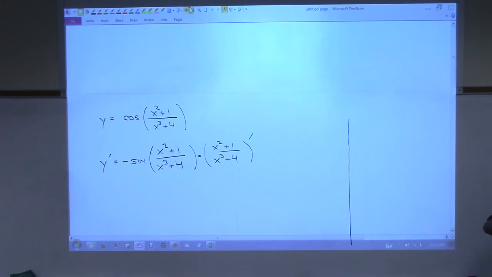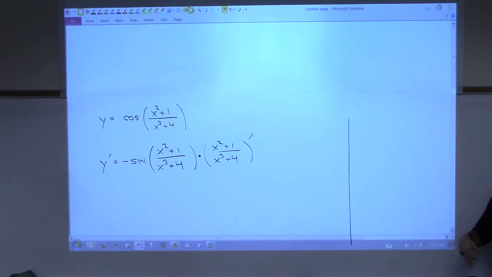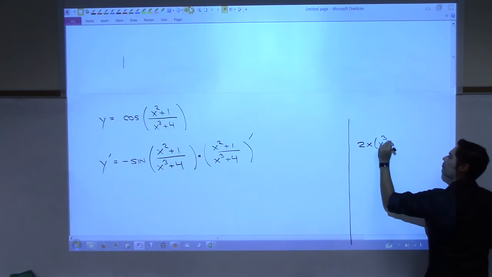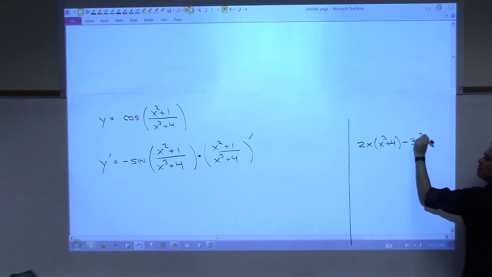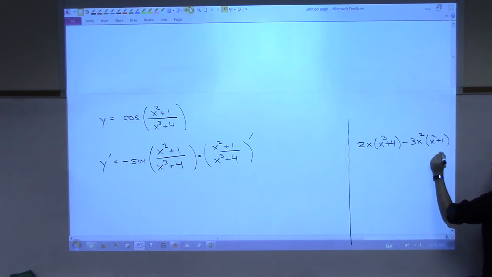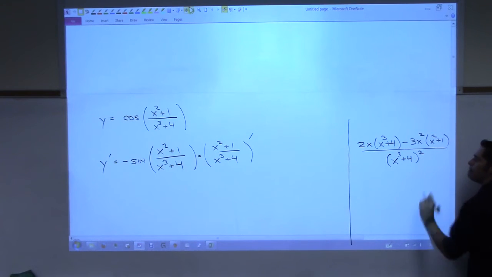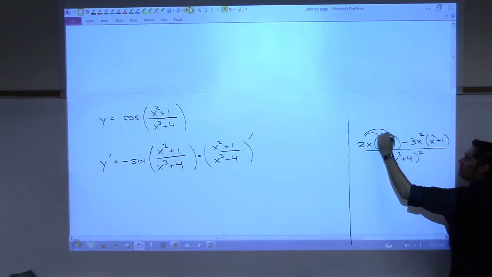So because that was last week and you're all experts at quotient rule now, we know it's the derivative of the top times the bottom minus derivative of the bottom times the top all over the bottom squared. So derivative of the top times the bottom minus derivative of the bottom, 3x squared times top all over bottom squared. Clean it up, if you can, which here we can distribute.